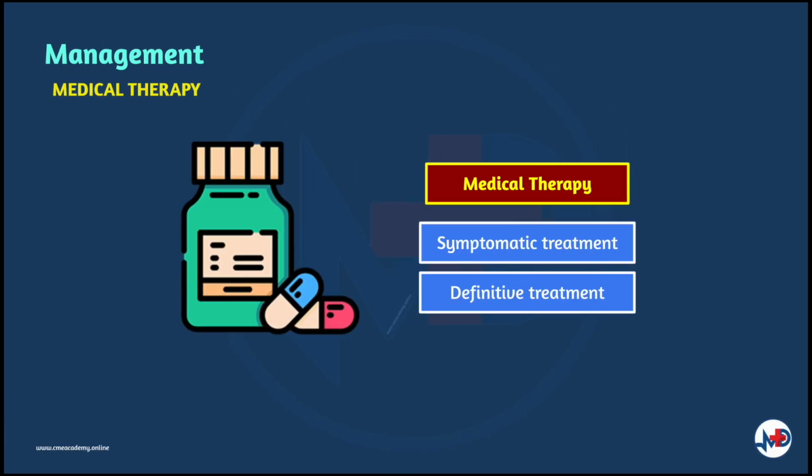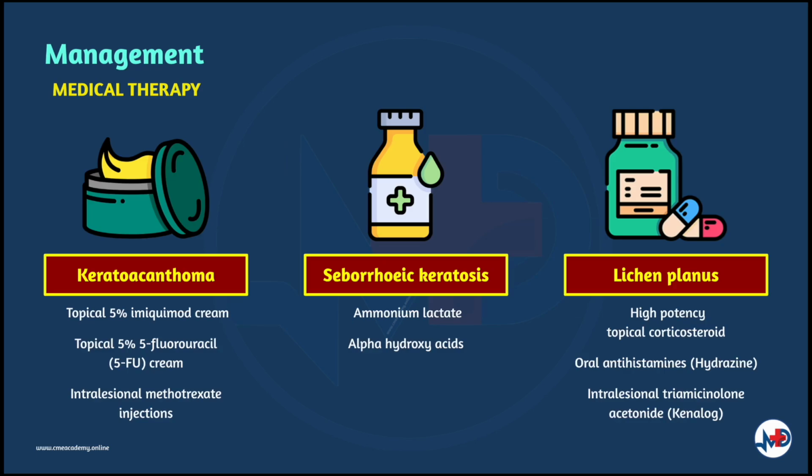Medical therapy is used for both symptomatic and definitive treatment. Topical 5% imiquimod cream, topical 5% 5-fluorouracil cream, and intralesional methotrexate injections are indicated for keratoacanthoma. Seborrheic keratosis can be managed with ammonium lactate and alpha-hydroxy acids to reduce the height of the lesions. For lichen planus, if it is immune-related, high-potency topical corticosteroid can be prescribed. Oral antihistamines such as hydroxyzine are used to control pruritus, while hypertrophic lesions are treated with intralesional triamcinolone acetonide.